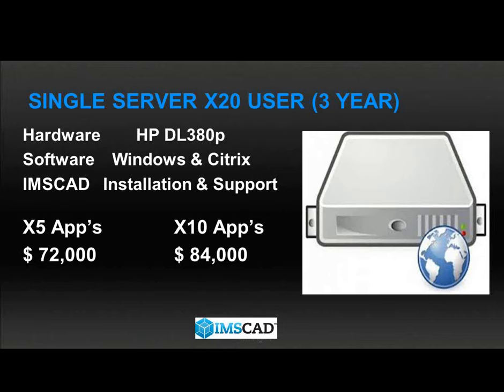So while there is an initial expenditure involved here, I'm sure you know the cost of maintaining and supporting your workstations, and I'm sure you're blatantly aware that it's significantly higher than the figures we're looking at here. So to put that in perspective, per user per month on 5 applications, that would be $100. On 10 applications, that's $117. Now that is based, as I say, on spreading the cost over a 3-year period. But that's all licensing, Windows, Citrix, our installation charges, and indeed our support extended for a 3-year period.